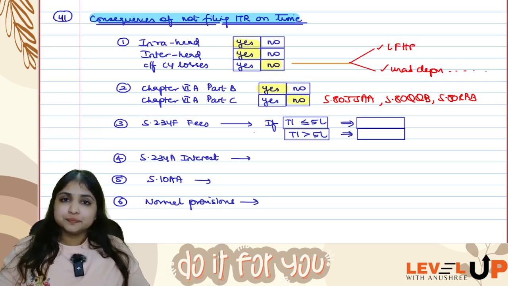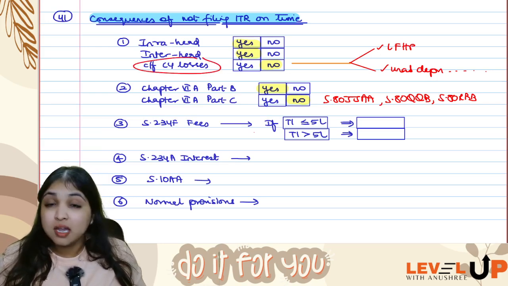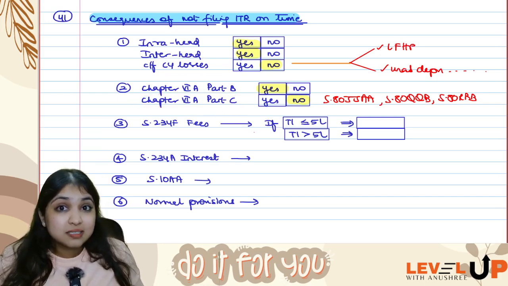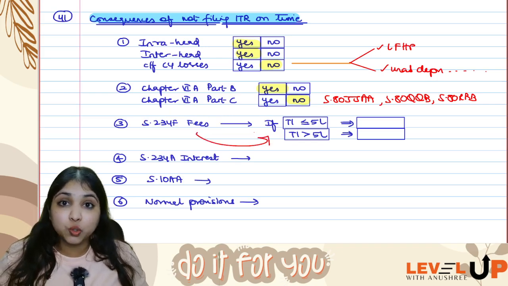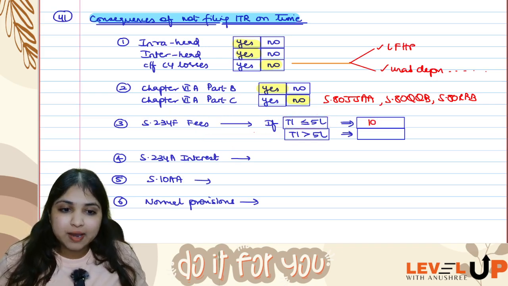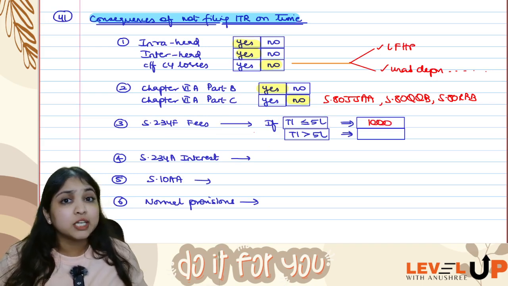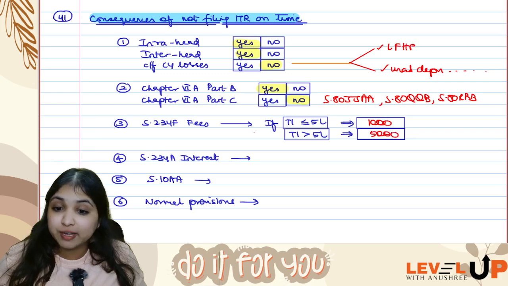So, assessee cannot carry forward current year losses. Consequence number 1, Chapter 6A Part C you cannot claim. Then 234F fees you will have to pay. This depends upon the total income. If total income is up to 5 lakhs, you will have to pay 1000 rupees fees. If total income is more than 5 lakhs, you will have to pay 5,000 fees.